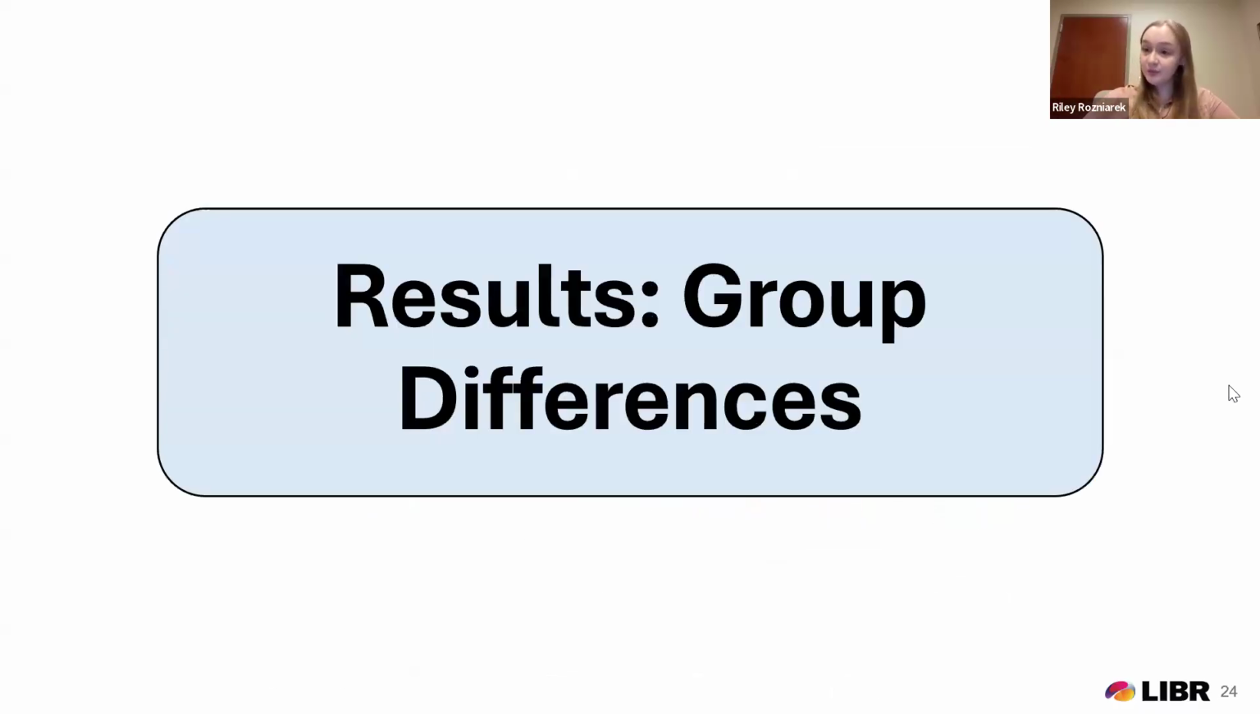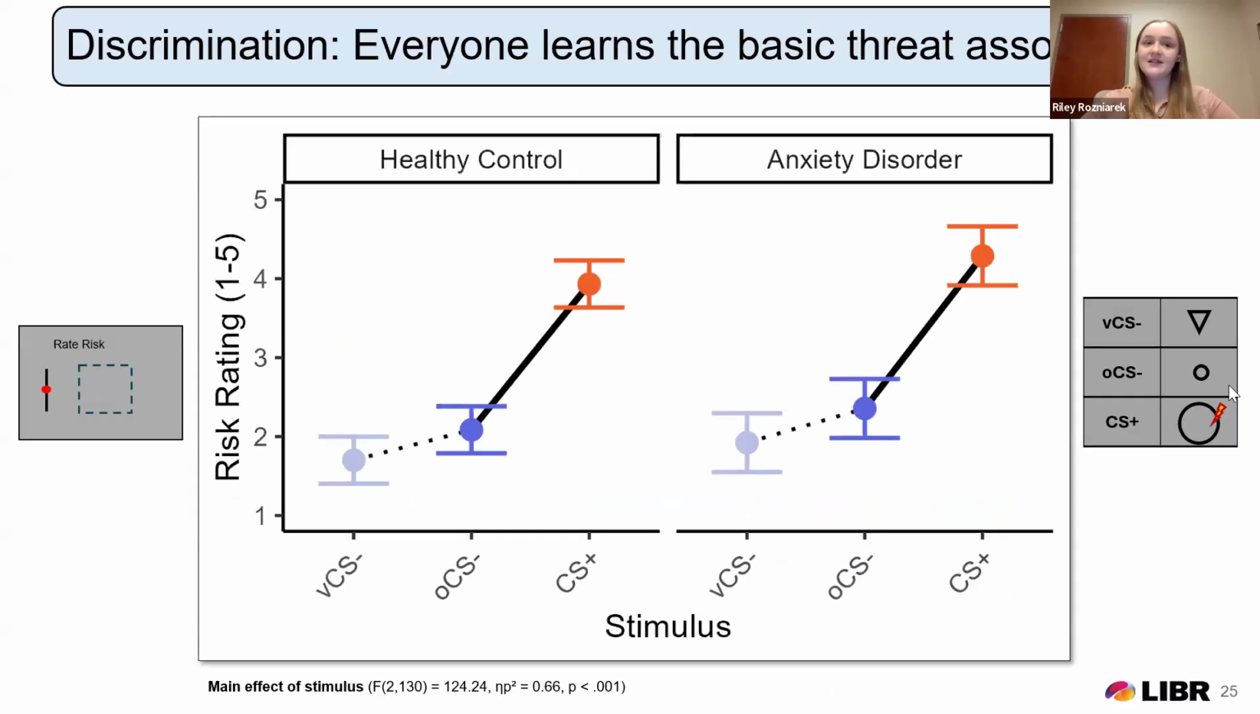Next, looking at group differences. Again, during that first testing phase, we see that in both groups, the healthy controls and those with an anxiety disorder diagnosis, they both learned the basic threat association and had higher risk ratings to the threat cue in orange compared to the safety cues.